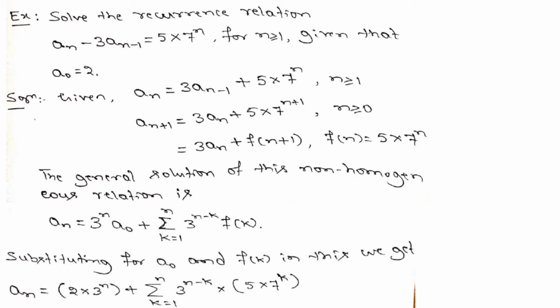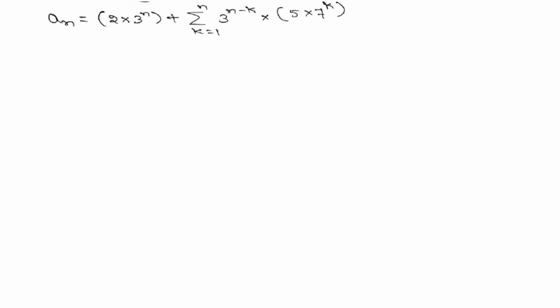So here we have substituted the value of a_0 as 2, and in the place of f of k we have put 5 into 7 to the power k. Now if we further simplify, I have taken the same step from the previous slide. Let us simplify it further.